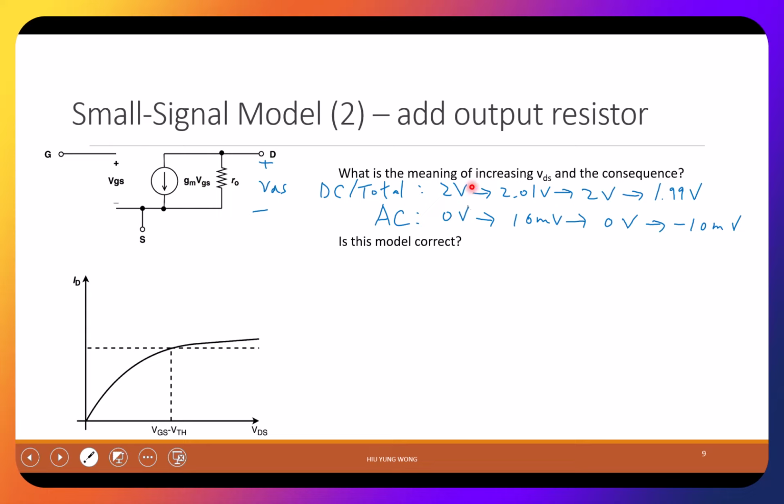Then what is the effect of this 2 volt? How come you don't need to put in the DC? Because we add a resistor here, which is dependent on the DC. Remember that? R0 equals 1 over lambda ID. ID depends on the VD and VG, and that's why it controls R0. Okay. Again, is this model correct? Then let's try to study what is the meaning of output impedance by definition.